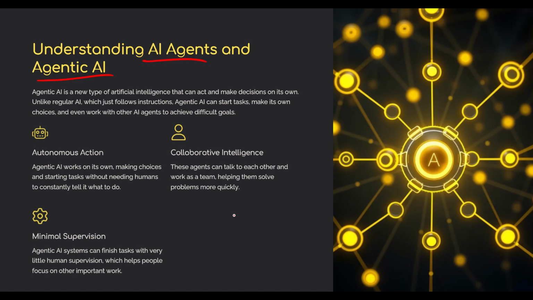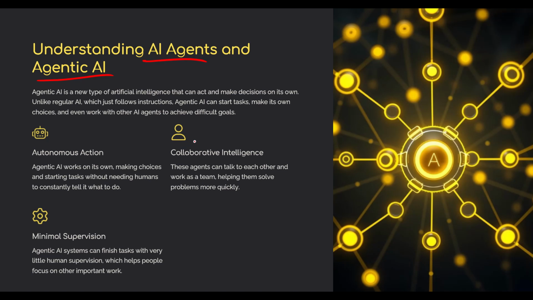That means it is a kind of super advanced artificial intelligence system which can think and make decisions on its own. Unlike a regular AI, which just follows the instructions of the user, agentic AI can start tasks on its own. We don't need to give constant input as a user. If we give just one input, based on that input, it can take all the remaining decisions.